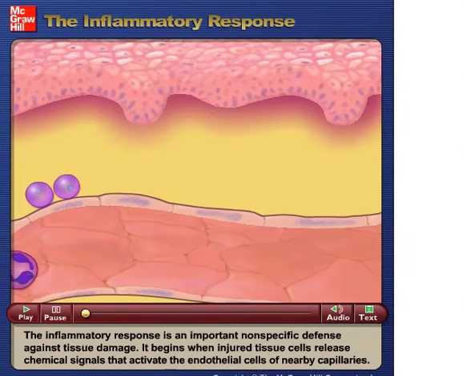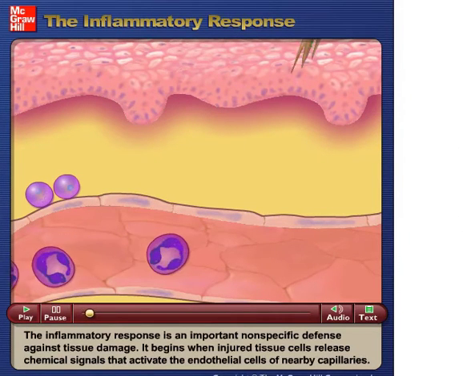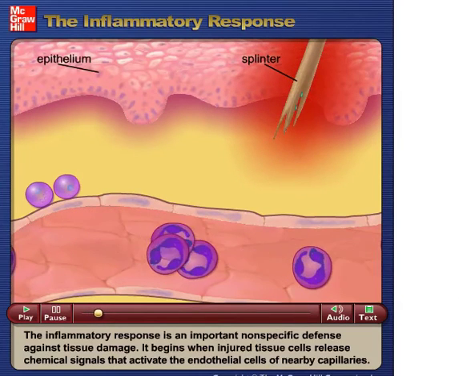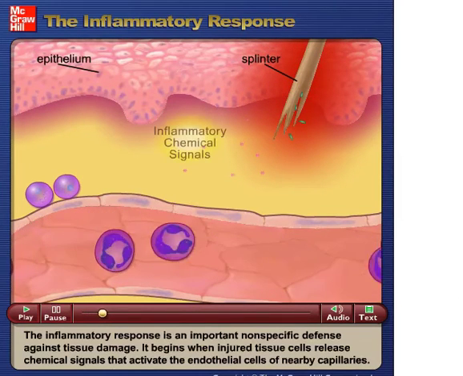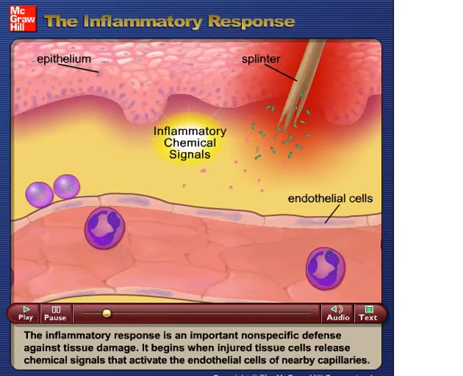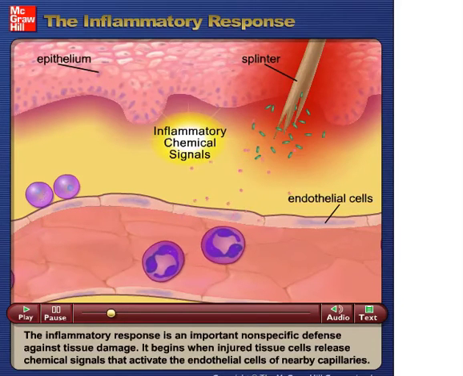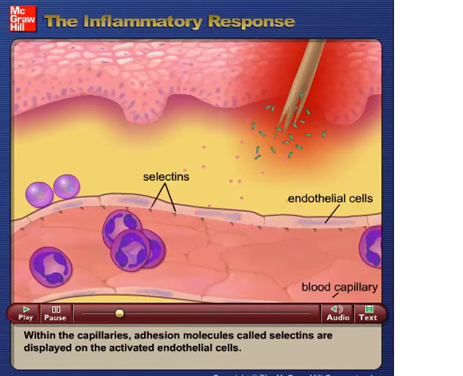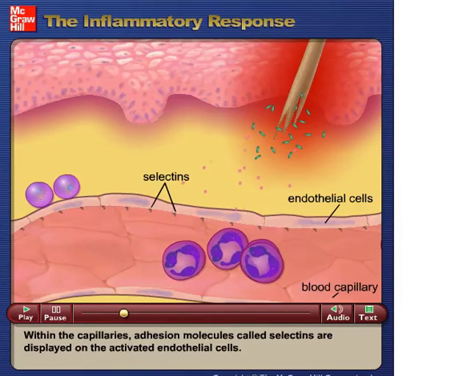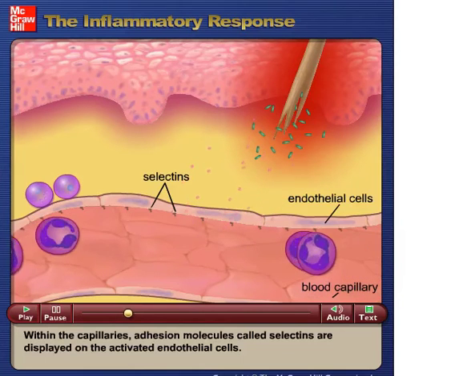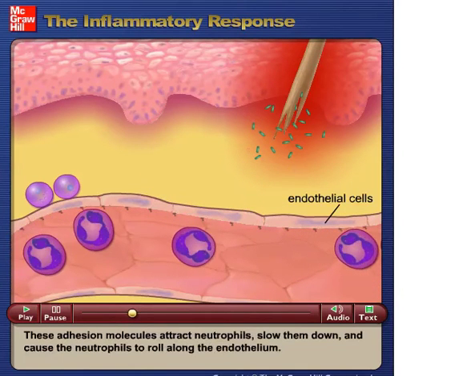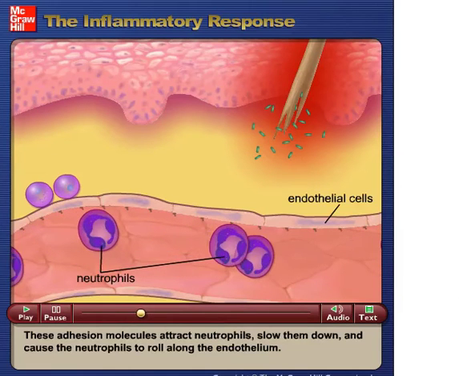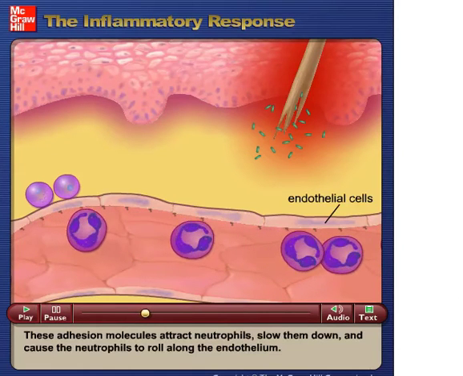The inflammatory response is an important nonspecific defense against tissue damage. It begins when injured tissue cells release chemical signals that activate the endothelial cells of nearby capillaries. Within the capillaries, adhesion molecules called selectins are displayed on the activated endothelial cells. These adhesion molecules attract neutrophils, slow them down, and cause the neutrophils to roll along the endothelium.